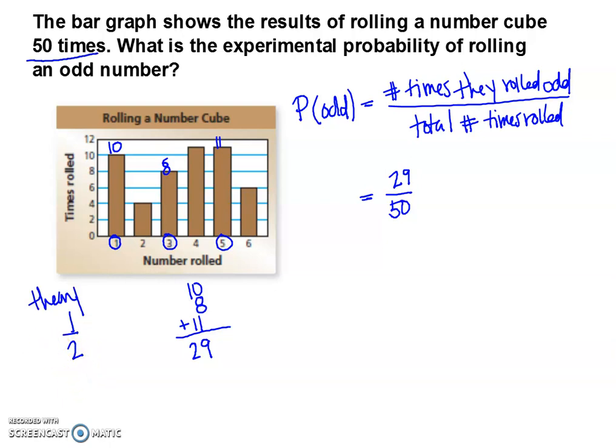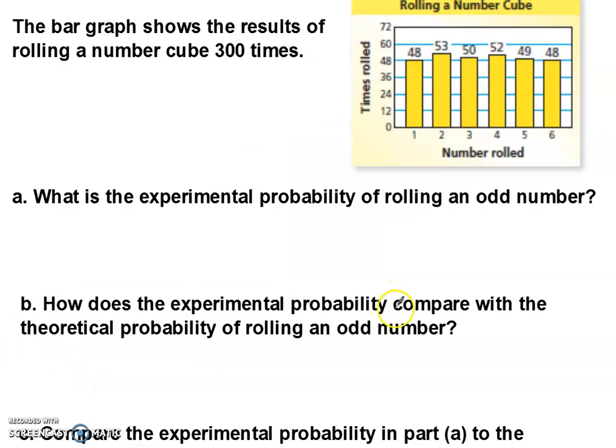Let's try another one. They rolled the number cube. Somebody rolled it 300 times and recorded these results right here. And they told you the numbers at the top so you don't have to look at that tiny graph. It says, what is the experimental probability of rolling an odd number? Try this example. The total is 300 times, and then the rolling of odds. Try these examples right here, and unpause when you're ready.